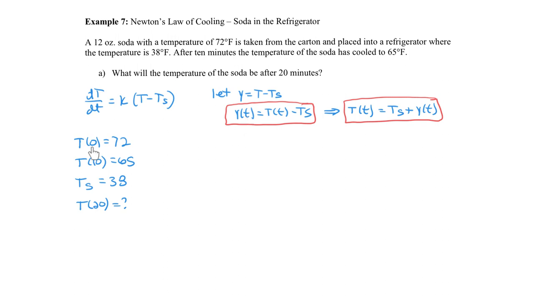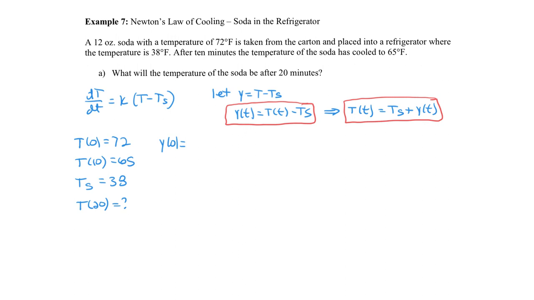And then we're going to convert these T values, these temperature values, to y values. Okay, so I'm going to use this to do that. So I immediately go from T to y. I have T of 0 and I need y of 0. Well, y is just T minus T sub s. So this is going to be T of 0 minus T sub s. So T of 0 is 72 minus 38. So this is 34. So y of 0 is 34.